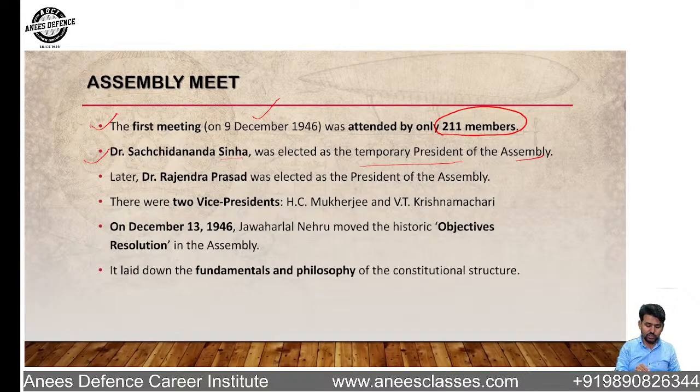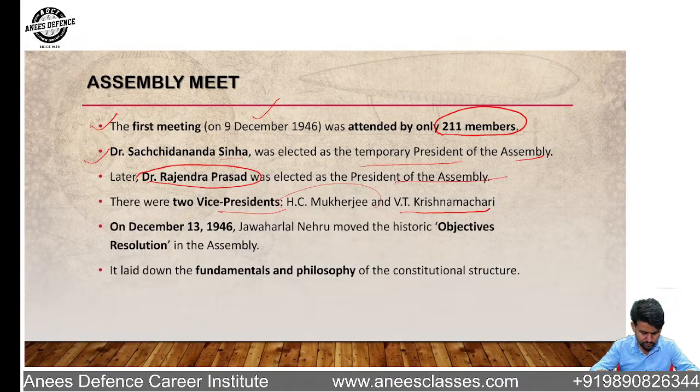Later on, Dr. Rajendra Prasad, as we all know, was elected as the president of the Constituent Assembly. Apart from the president, we had two vice presidents of the assembly. One was H.C. Mukherjee and the other was V.T. Krishnamachari. These are factual things you should remember.